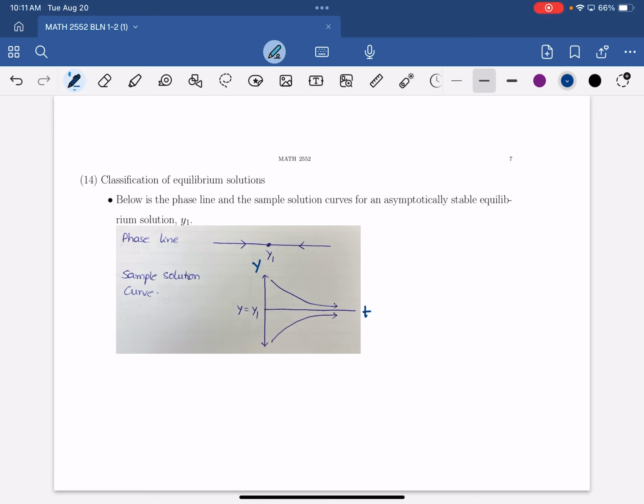One is, all the solutions converge to my critical point, like how this is happening here. For all the y values bigger than y1, the solutions are decreasing and converging to y1. For all the solutions less than y1, the solutions are increasing and converging to y1. Is that clear? That's scenario number one. If that happens, then we say y equals y1 is an asymptotically stable equilibrium solution or asymptotically stable critical point. Okay?